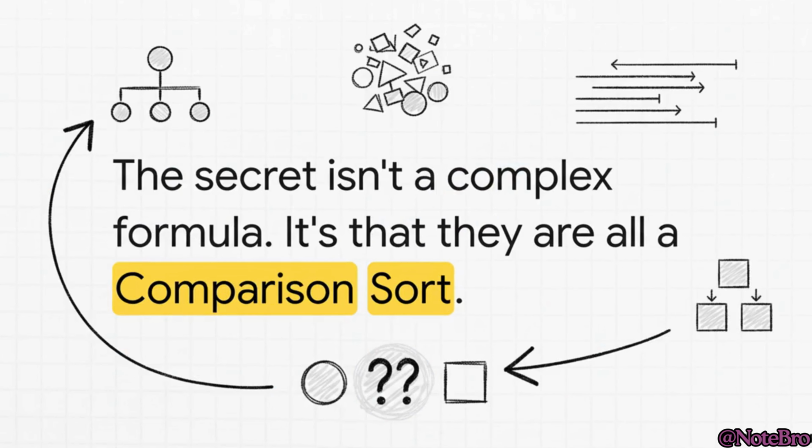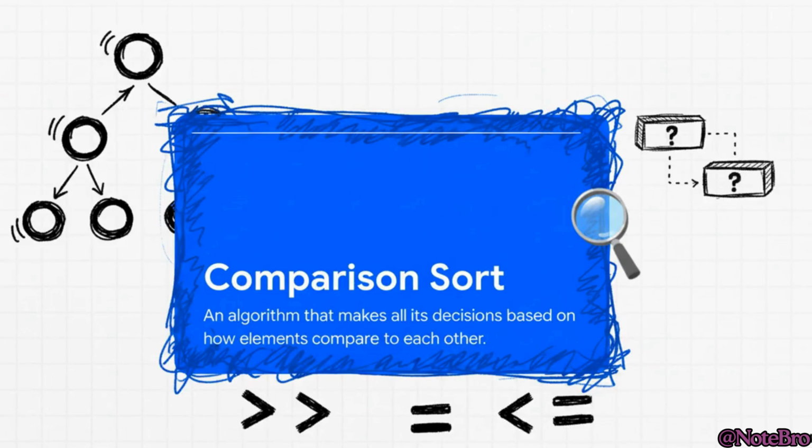The secret that ties all of these algorithms together isn't some crazy complex formula. Nope. The answer is actually hiding in the very simple strategy they all use to get the job done. They're all what's known as a comparison sort. So what does that actually mean? Well, a comparison sort works pretty much the same way you or I would sort a deck of cards. It picks up two elements at a time and asks a super simple question. Is this one bigger than that one?